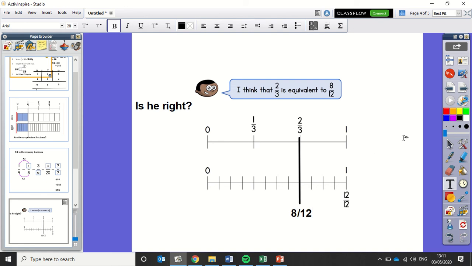If I said to you, how do you know? Explain your answer. You could say, well, 3 times 4 equals 12. 2 times 4 equals 8. So that means it's an equivalent fraction because I've done the same multiplication to my denominator as I've done to my numerator.